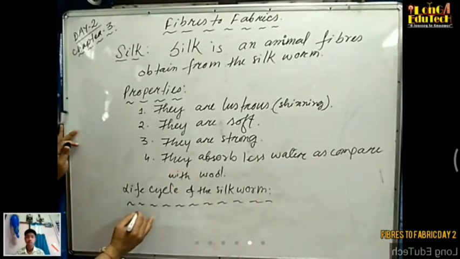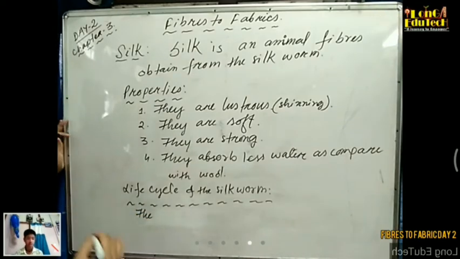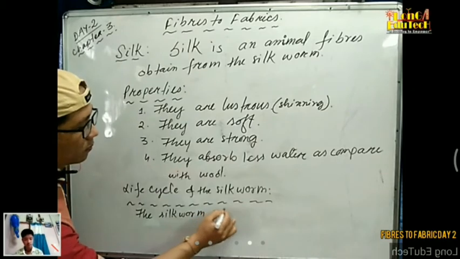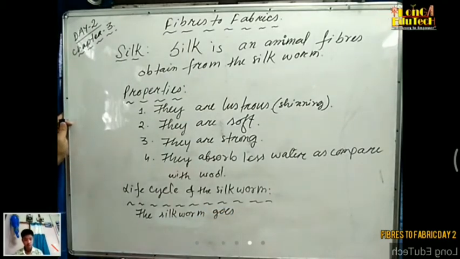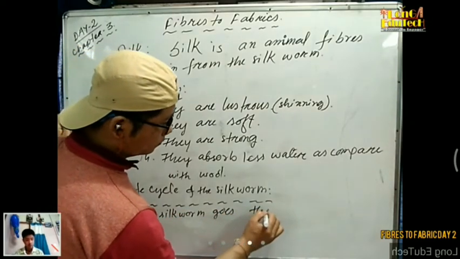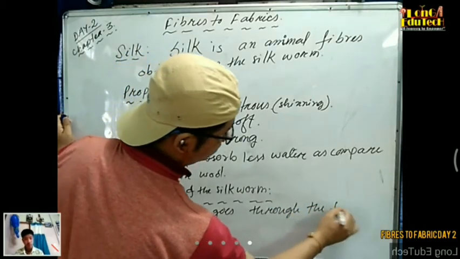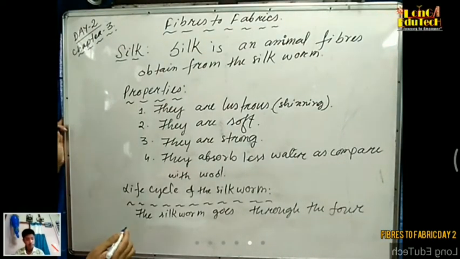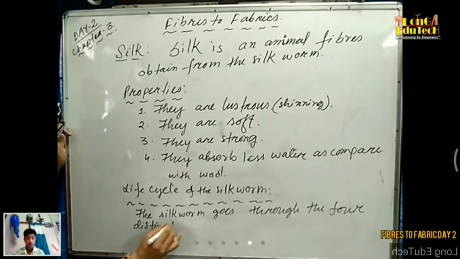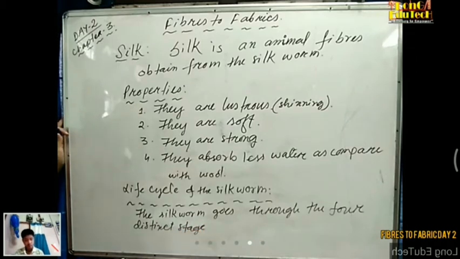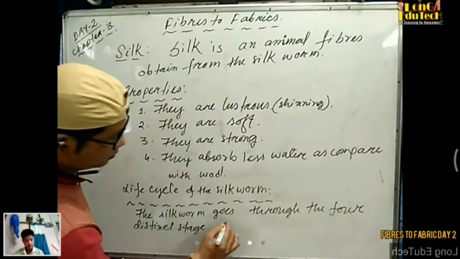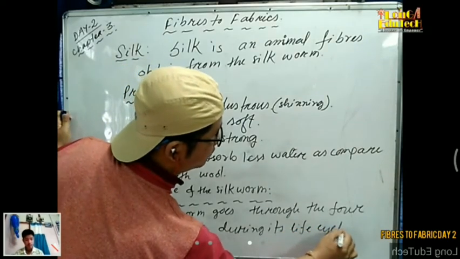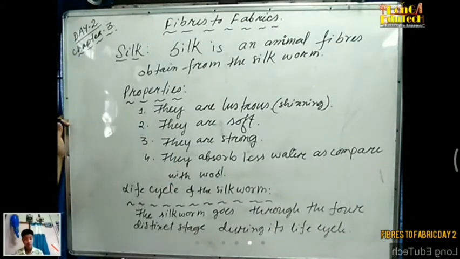Okay, just let me write some presentation here. So what happened here, the silkworm grows. The silkworm generally goes through four distinct stages during its life cycle.